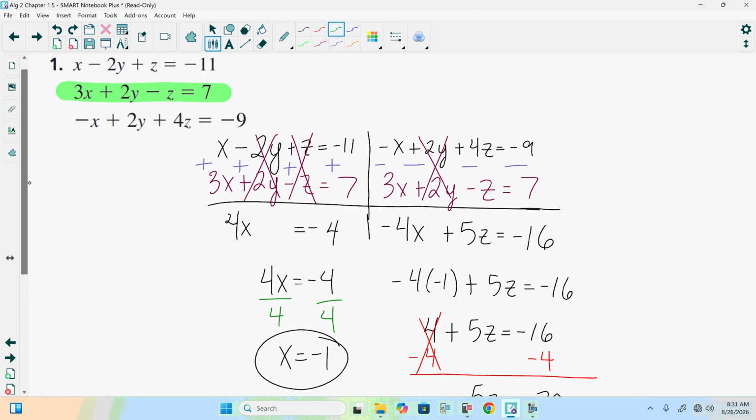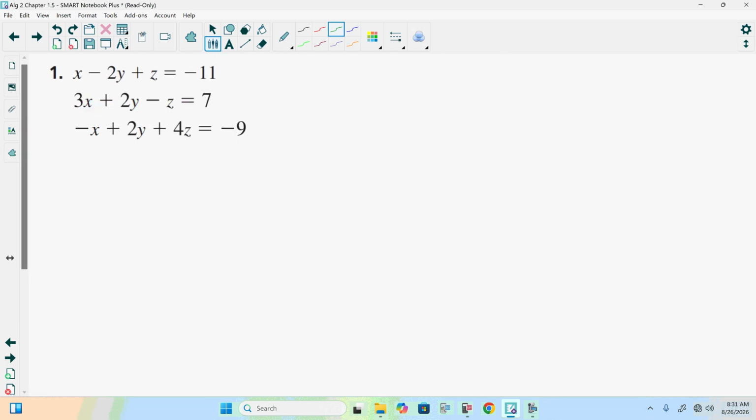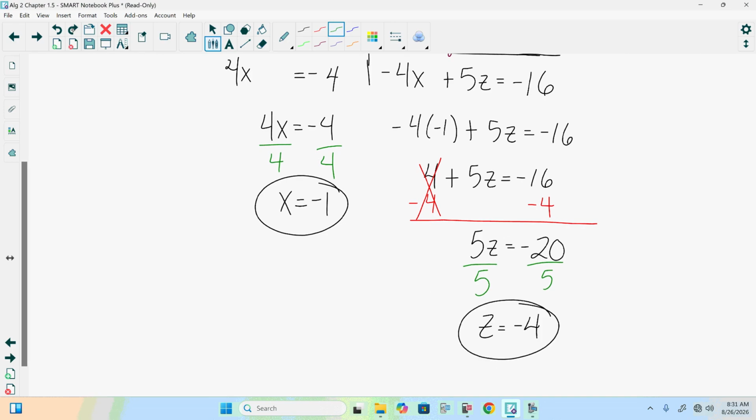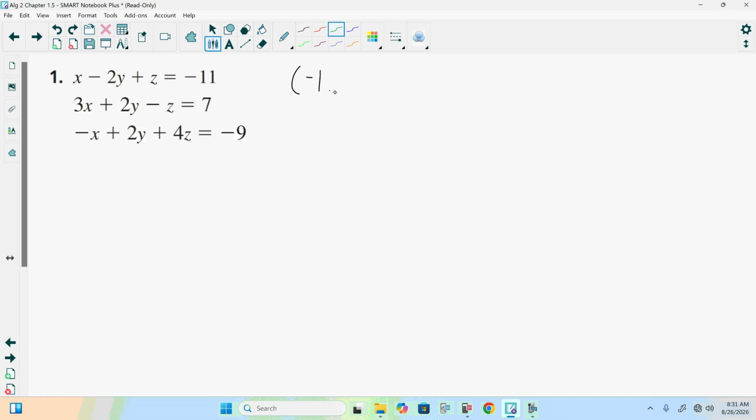Now we just need to pick one of the first three equations to plug in negative 1 for x and negative 4 for z. Top, middle, bottom. I'm just making sure we're looking for y. Would it be 0? Let's see. We can do the top equation.